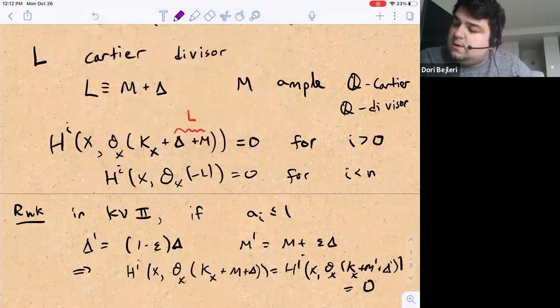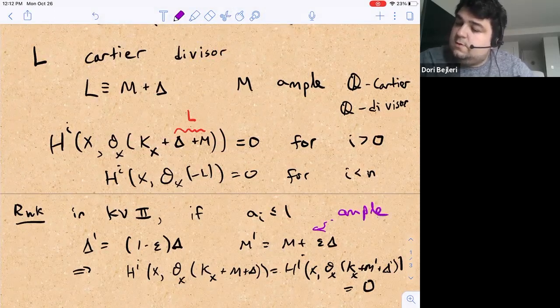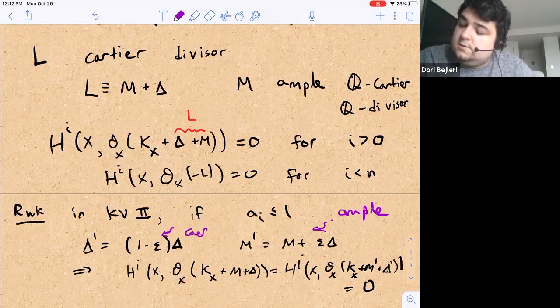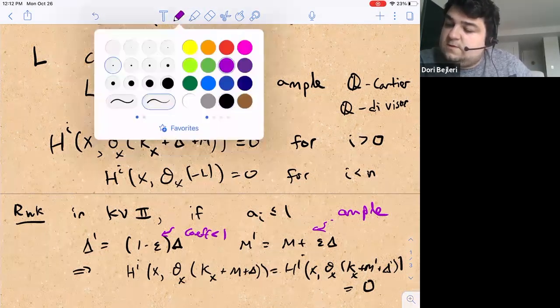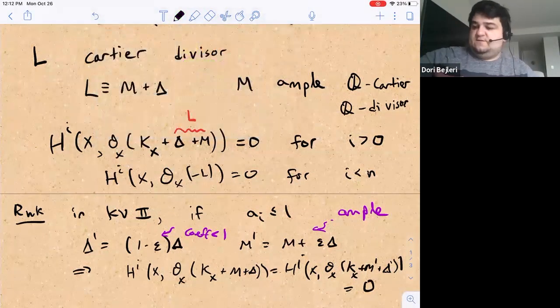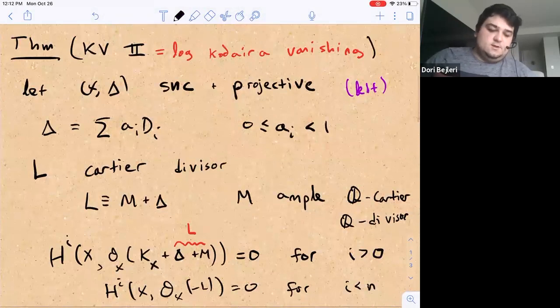Okay. So let me just write the key point is that this is still ample, and that this has coefficients strictly less than 1. Okay, so that's KV2, so log Kodaira vanishing.